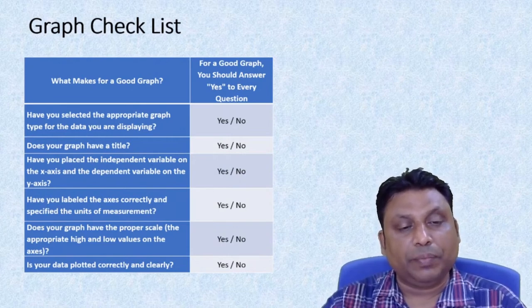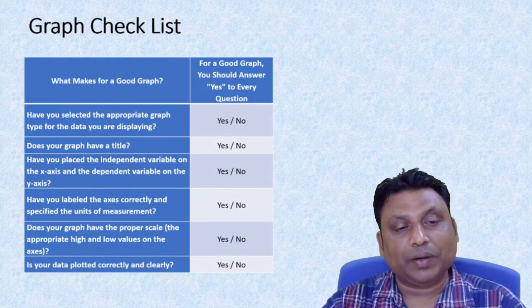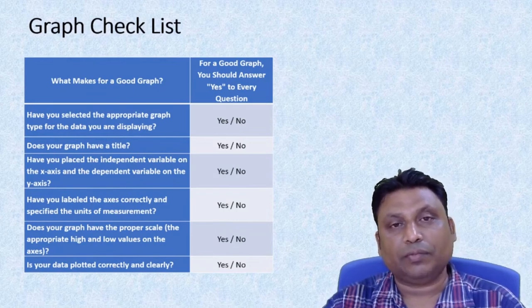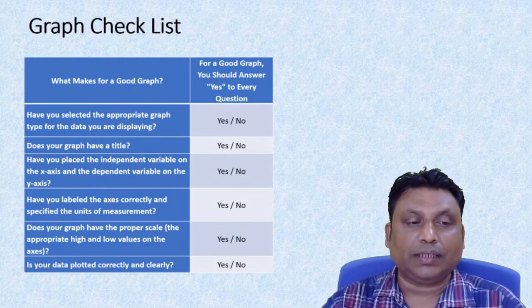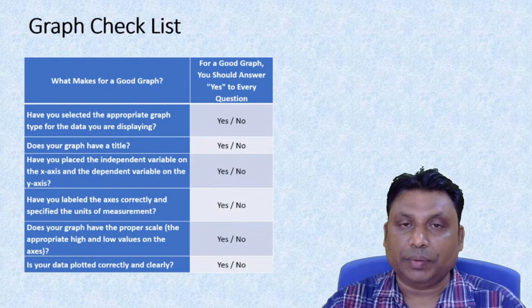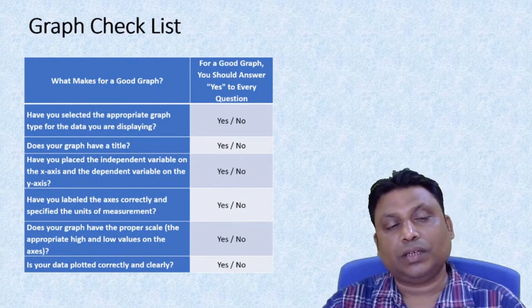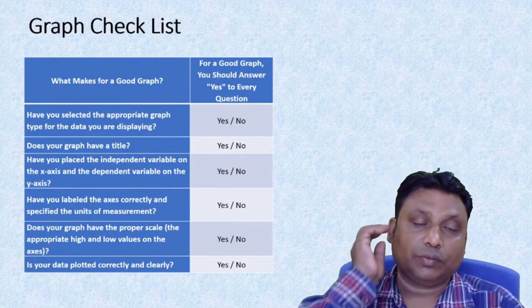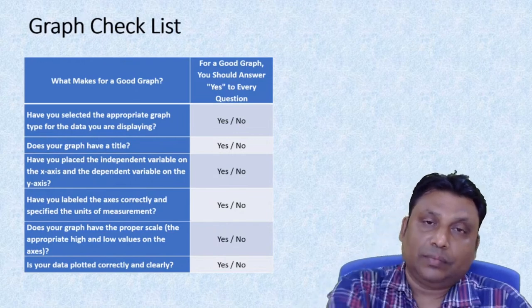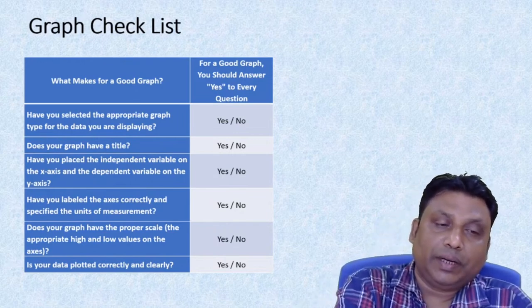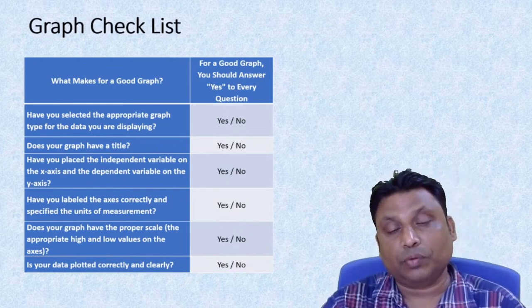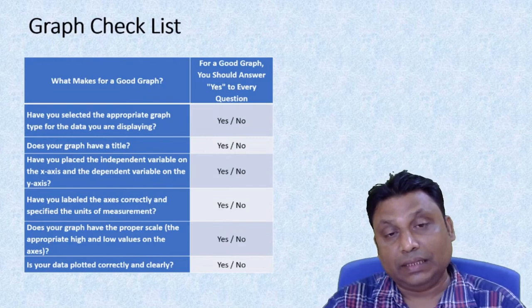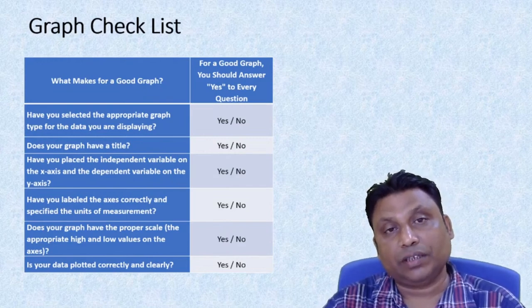Have you placed the independent variable on the x-axis and the dependent variable on the y-axis? When you are preparing the graph, there are two axes: one is the y-axis, one is the x-axis. So the x-axis is always the independent variable and the y-axis is always the dependent variable. After you prepare the graph, this should be mandatory. If you do not mention this, we cannot understand what you have taken.